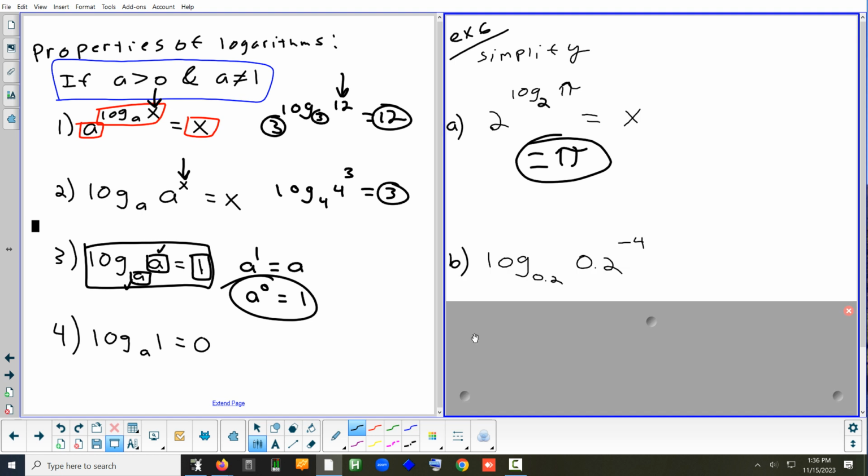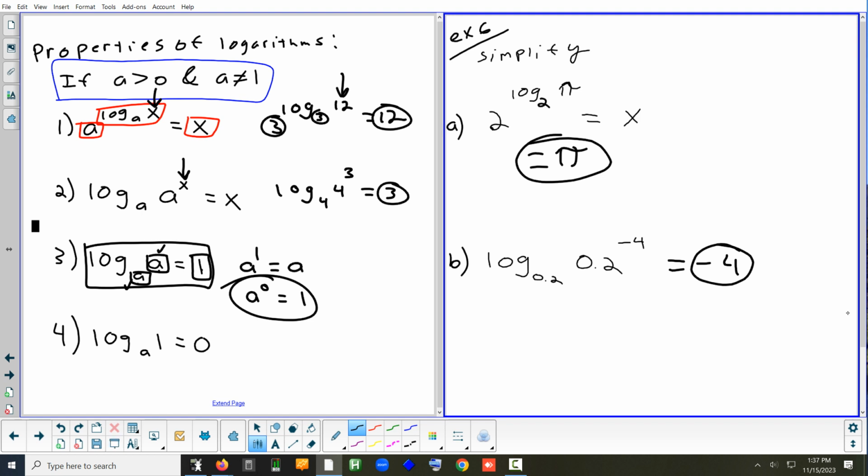How about B? Which property does that one look like? 2. Yeah, that one's property 2. So match it up with property 2. Look at what the answer was, and look at what's in the spot where we had an x. What do you think the answer to that one would be? -4. As long as these two numbers are the same, the answer is that exponent. Now, if they're not the same, then this property doesn't work. You got to use a calculator.